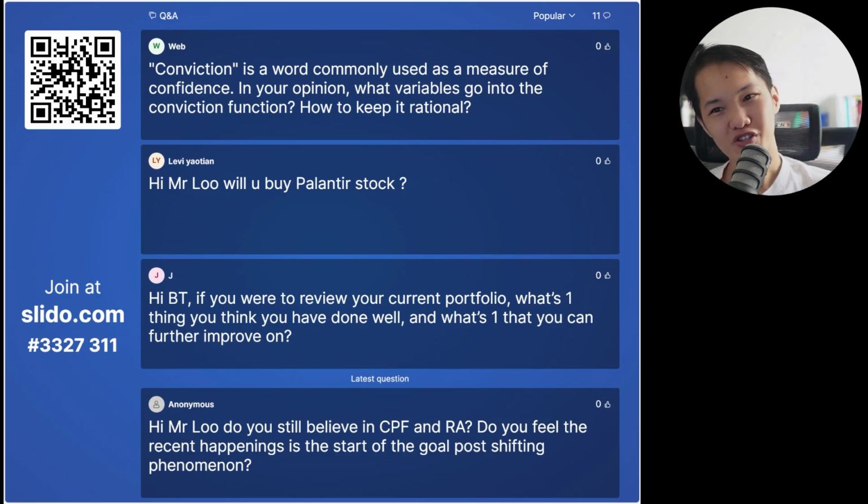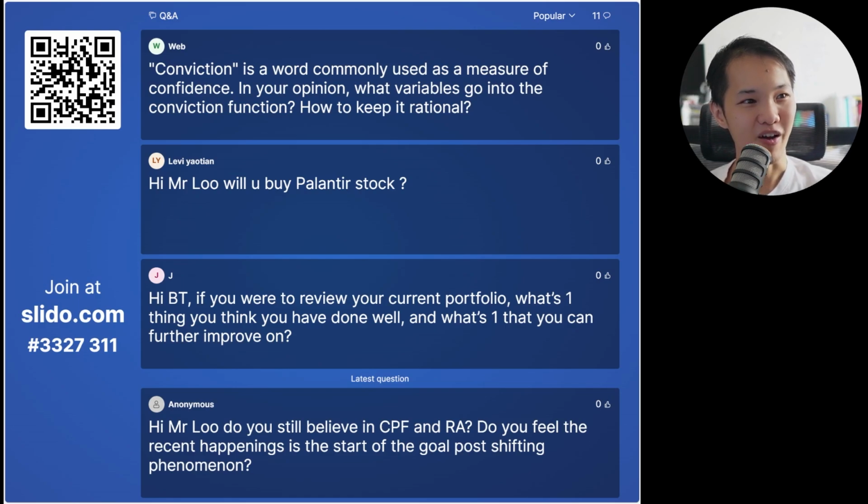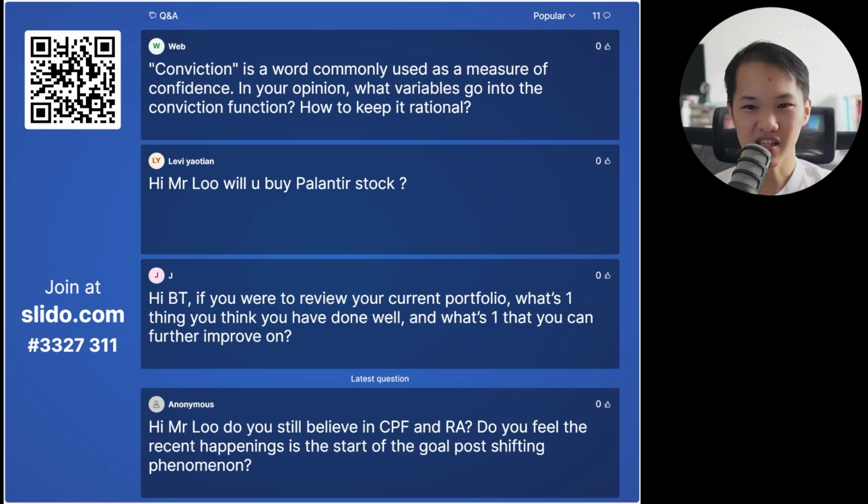I think conviction is sometimes overused. When you hear someone say, I studied this company, I have high conviction, or this company dropped in price 50%, 70%, but I still have conviction, I would say sometimes it just tells you that this person is still believing in his thesis, and that's it. What other things can we get out of this description of conviction?